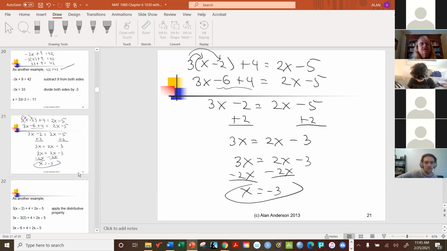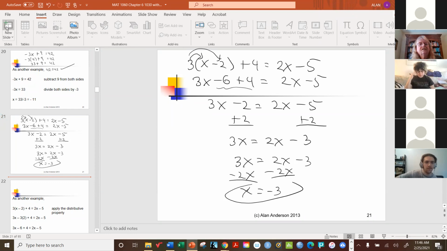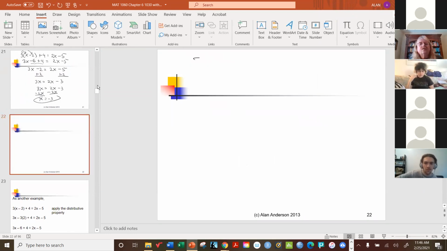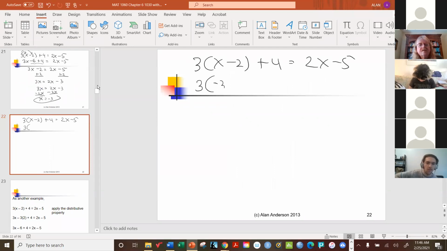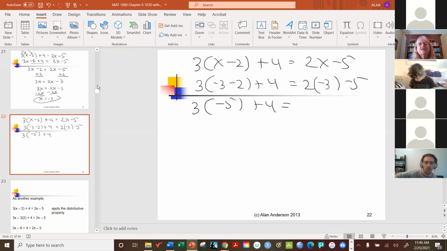And if you're not sure, once again, we can easily double check that. Why don't we do that right now, as a matter of fact? All right, so we start out with 3 times x minus 2 plus 4 equals 2x minus 5. So we're replacing the x's with -3. Three times -5 plus 4 equals -6 minus 5. -15 plus 4 equals -11.